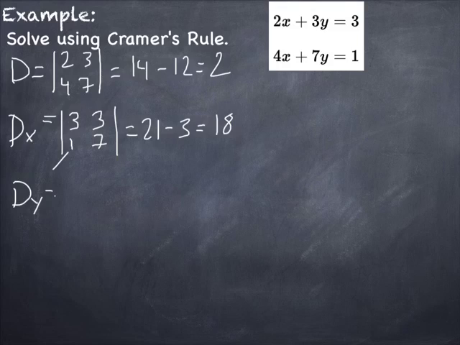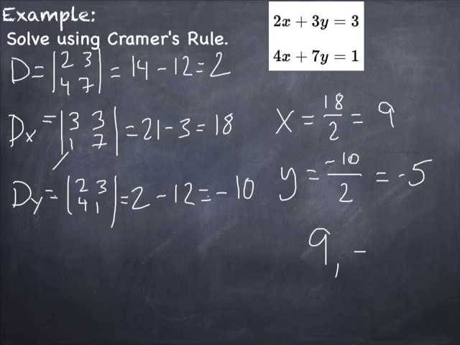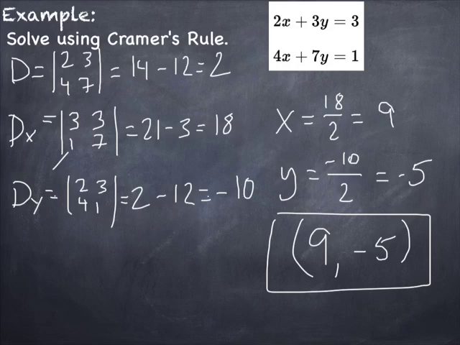Dy is 2, 4, 3, 1. And 2 times 1 is 2. 4 times 3 is 12. So it's 2 minus 12, that's negative 10. So x is 18 over 2, or 9. And y is negative 10 over 2, which is negative 5. So your solution is 9, negative 5. And that's all it is.